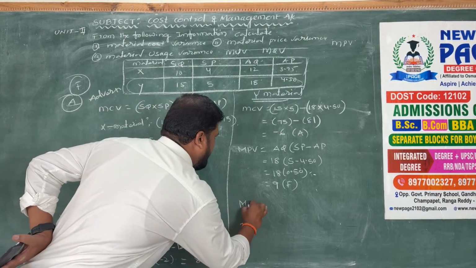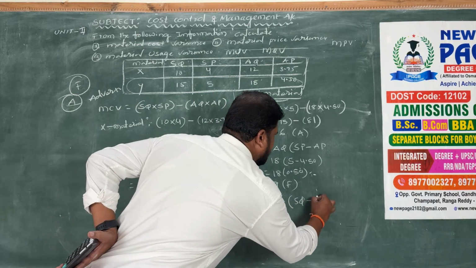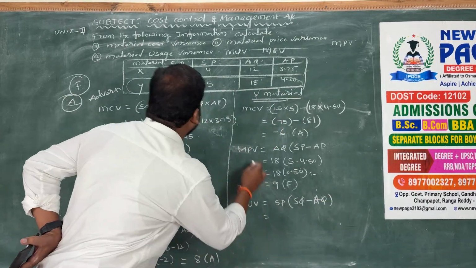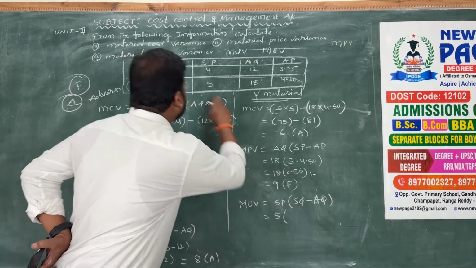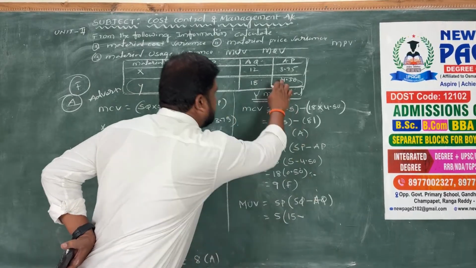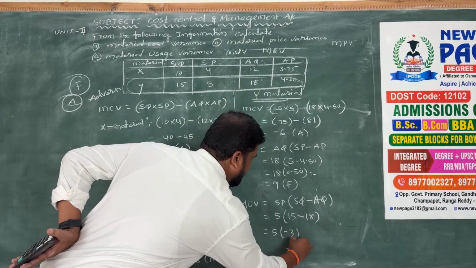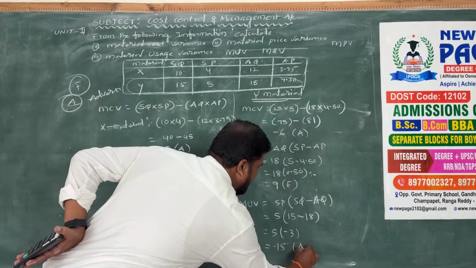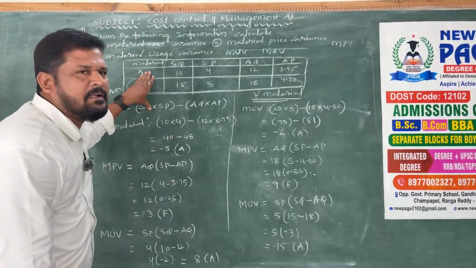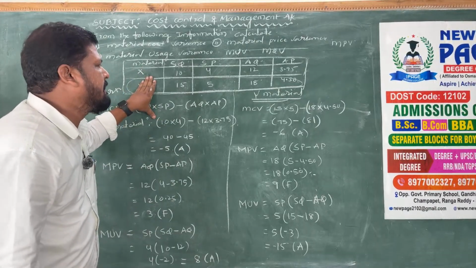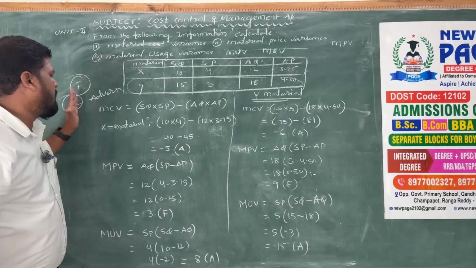Next one is MUV. MUV is equal to SP, standard price, into standard quantity minus actual quantity. Okay, material Y, standard price is equal to 5 rupees, standard quantity 15 units minus actual quantity 18 units is equal to minus 3. So here result is adverse, unfavorable variance. So this is most important problem, compulsory given in the exam. So remember these formulas.